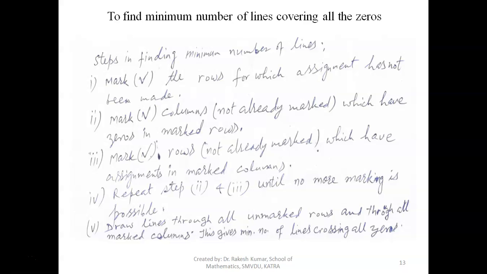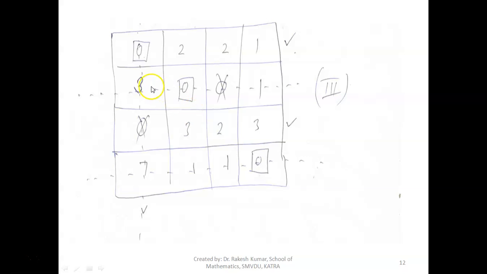First, mark the rows for which assignment has not been done. Okay, let us go back. Rows for which the assignment has not been done. So this is the third row. There is no assignment, no zero inside the square. So I have marked it like this, with a tick mark.